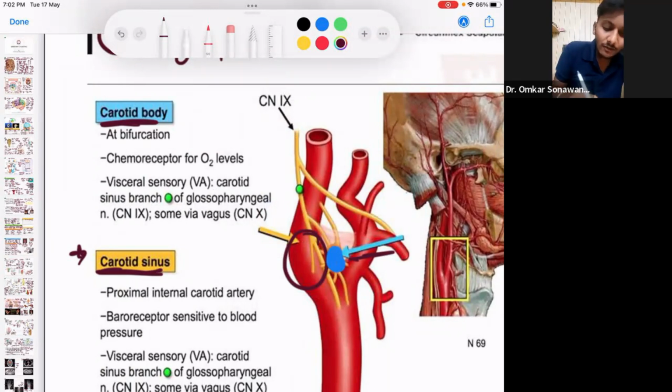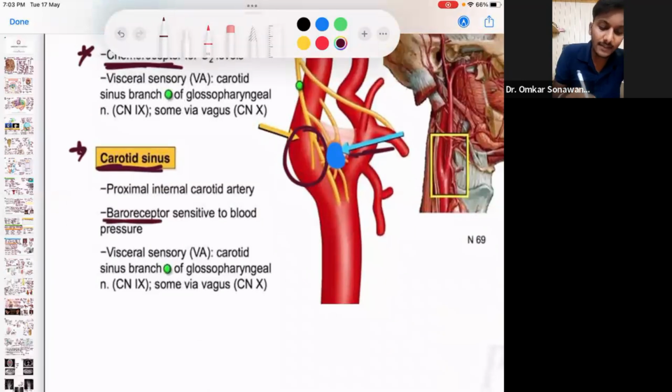So carotid body works as the chemoreceptors. They will detect the increase or decrease in the oxygen saturation levels. ठीक है? So these work as the chemoreceptors. और carotid sinus works as baroreceptors. That means they will detect the increase or decrease in the pressure, the mean arterial pressure. कोई दिक्कत नहीं है इसमें.